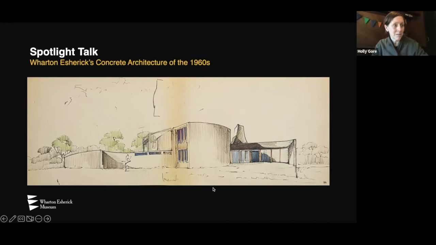Okay. So today we're going to be shining light on Wharton Esherick's architecture of the 1960s. This was an era when he was dreaming about these soft flowing forms that he was realizing in hard concrete, and at the same time laying foundations for preserving his legacy.